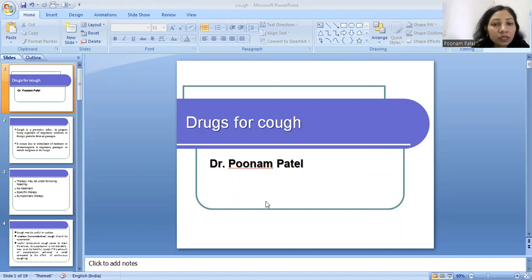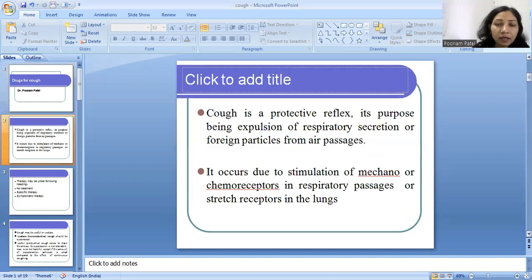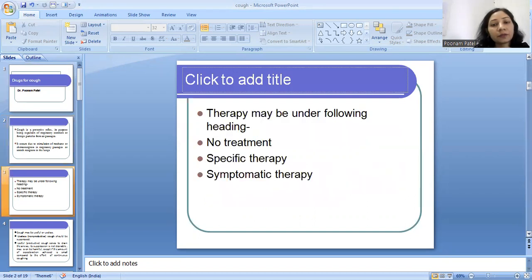In this lecture, we will discuss the pharmacotherapy of a common condition, cough, which we all have faced many times. Cough is a protective reflex. Its purpose being expulsion of respiratory secretion or foreign particles from the air passage. Mostly, it occurs due to stimulation of mechano or chemoreceptor in respiratory passage or stretch receptor in the lungs.